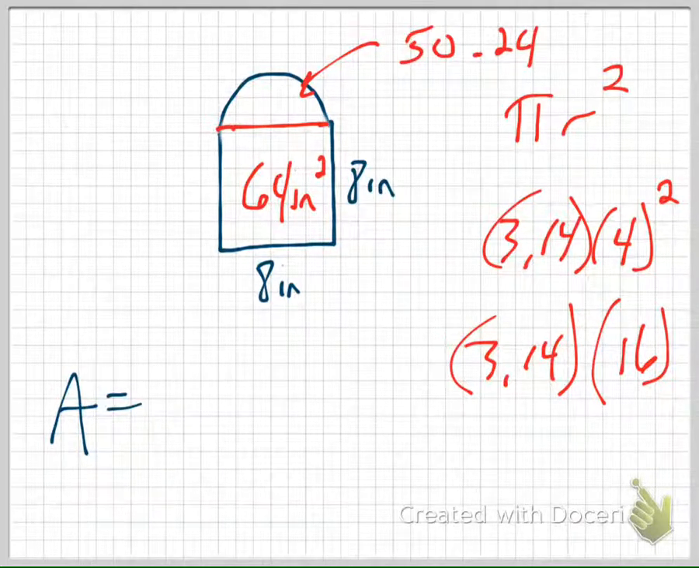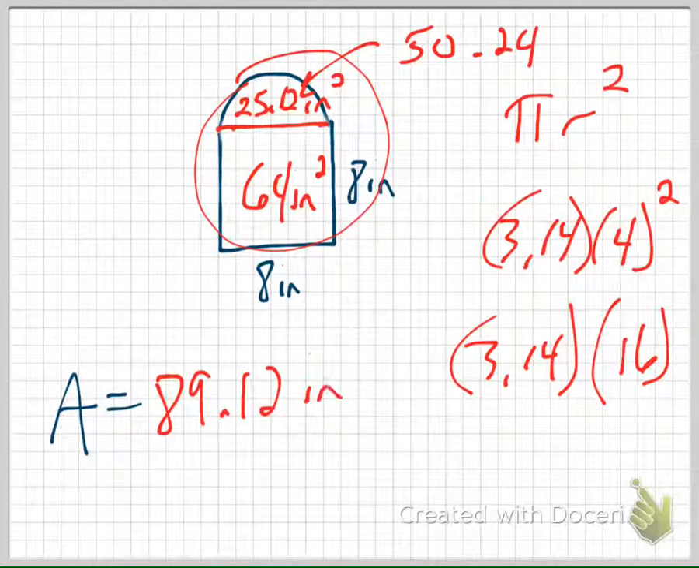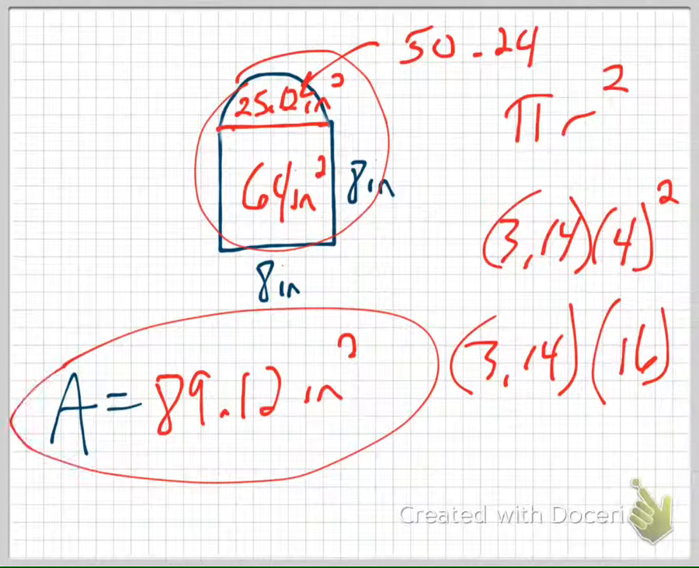Now, but wait a second. It's not that. Why not? It's half of that. It's a half circle. What's 50.24 divided by 2? It's 25.12, right? So this is now 25.12 square inches. And then what do I do to find the area of the whole thing? Add them up. 64 plus 25.12 is 89.12 square inches. Now, if they ask you to round to the nearest whole, it would just be 89 square inches. Does that make sense? If they ask you for the tenth, it would be 89.1.